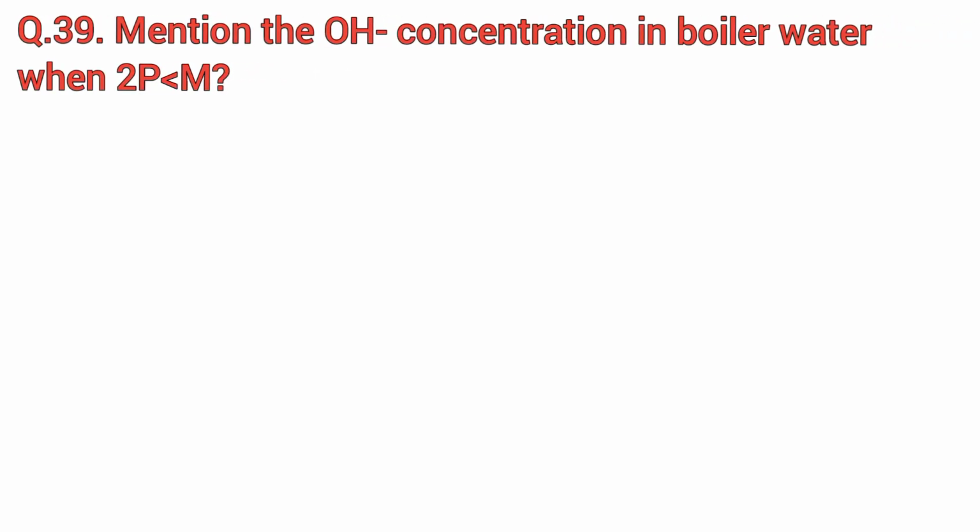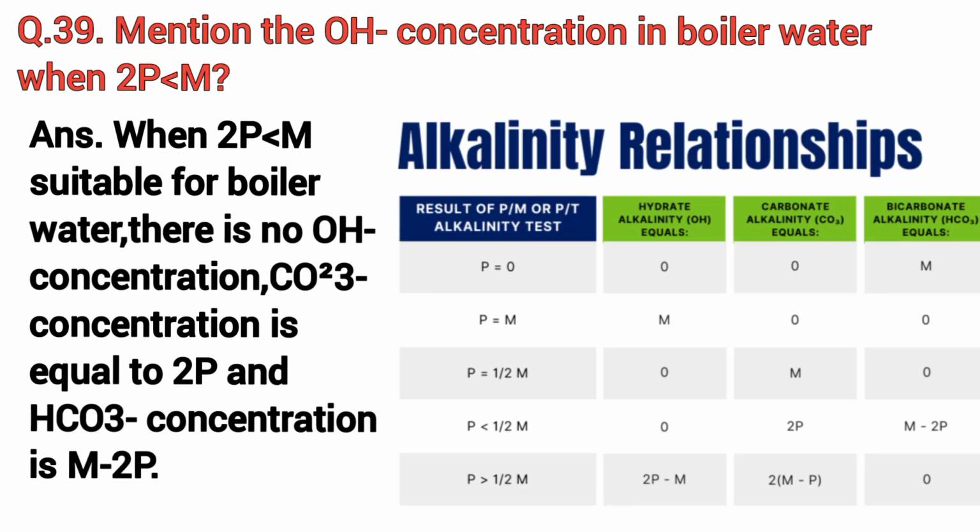Mention the OH- concentration in boiler water when 2P is less than M. When 2P is less than M, suitable for boiler water, there is no OH- concentration, CO3 2- concentration is equal to 2P and HCO3- concentration is M minus 2P.